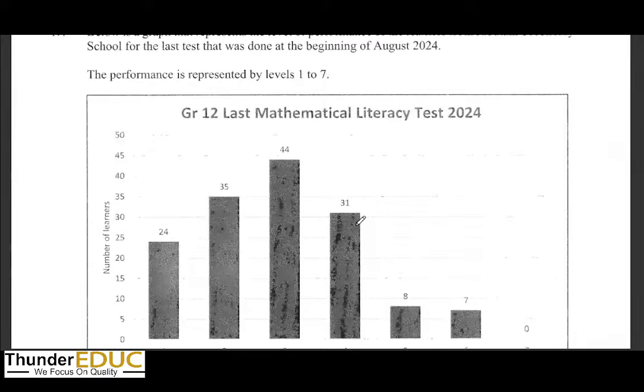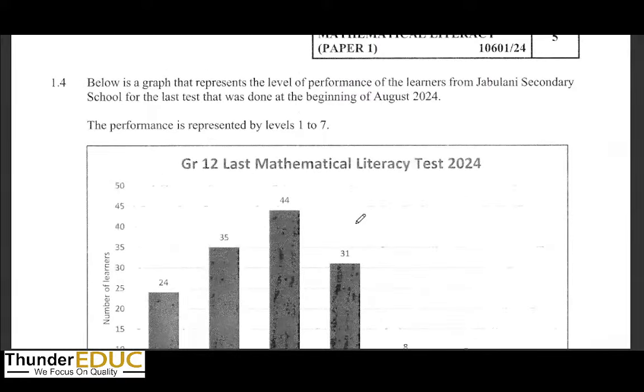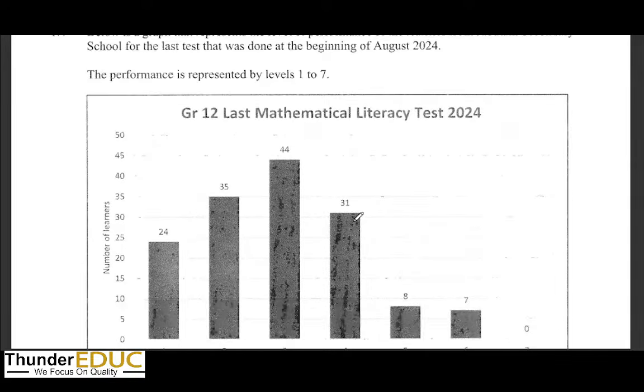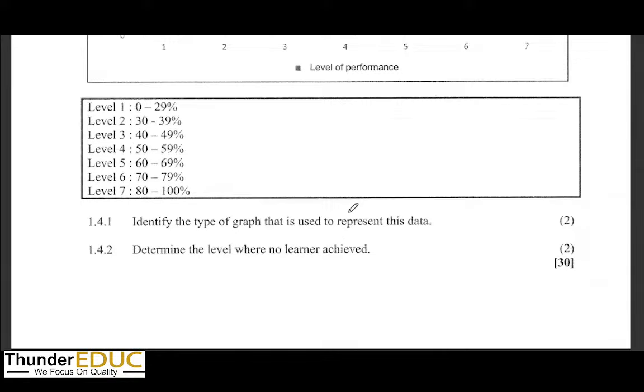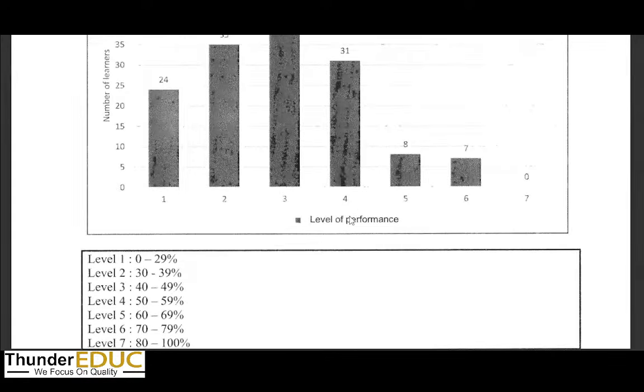We got question number 1.4. Below is a graph that represents the level of performance of learners from Jablani Secondary School for the last tests that was done at the beginning of August 2024. The performance is represented by levels 1 to 7. Identify the type of graph that we see here. This is a bar graph because it has spaces and it's made of bars.